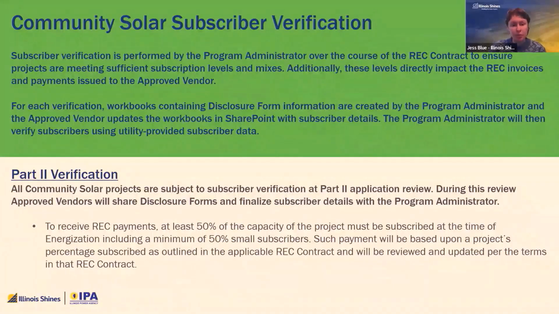So the first subscriber verification occurs at Part 2 verification, also known as energization. And this is for all community solar projects, which are subject to this verification during the Part 2 application review. So during this review, the approved vendors will share disclosure forms and also finalize those subscriber details with the program administrator.